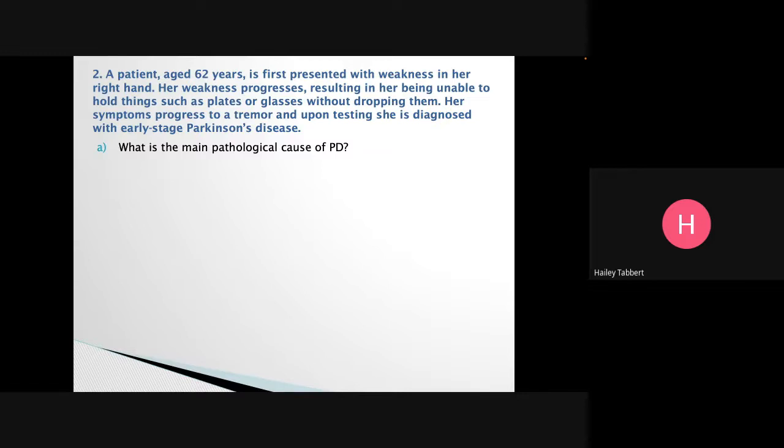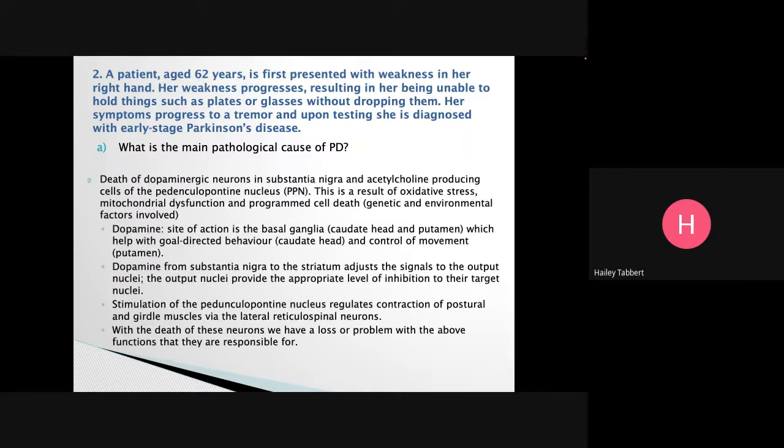We haven't really covered it yet, so that's okay. The main pathological cause is death of the dopaminergic neurons in the substantia nigra, as well as acetylcholine-producing cells in the pedunculopontine nucleus, or the PPN, of the brain. This is a result of oxidative stress, mitochondrial dysfunction, and programmed cell death that has both genetic and environmental factors. So dopamine, if you don't know, is the site of action. It works in the basal ganglia, and it works with goal-directed behavior. So it helps with control of movement. If we don't have those dopaminergic neurons, it's really hard or impossible for us to control our movements.